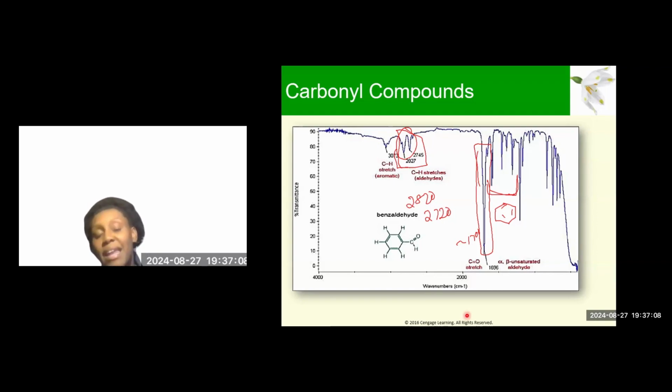The carbonyl peak is not enough. You have to also have that carbon-hydrogen, because remember, aldehydes always have this hydrogen. And so you're going to see those peaks if it's an aldehyde.